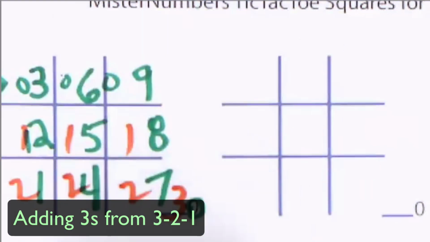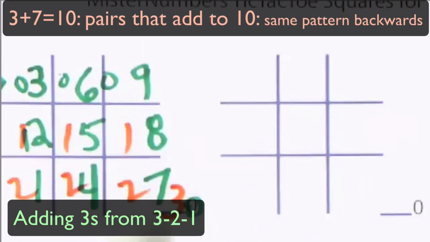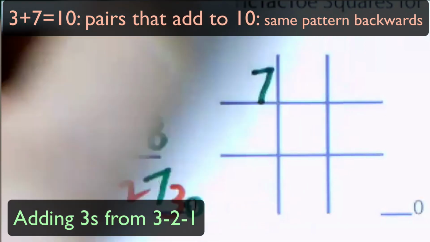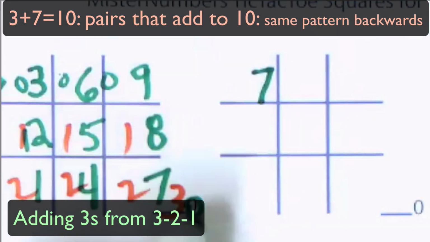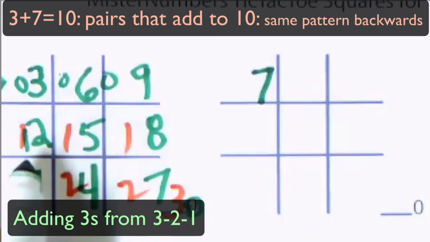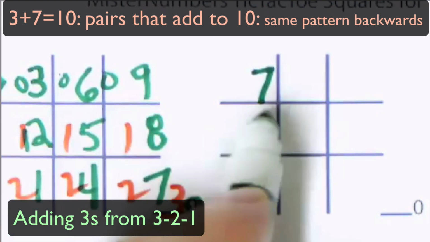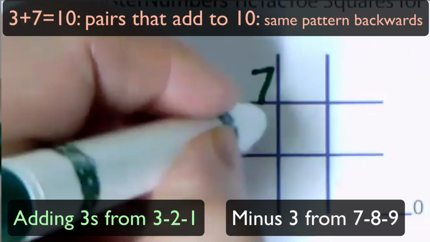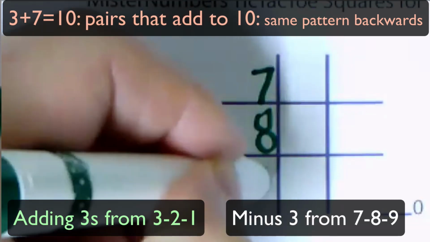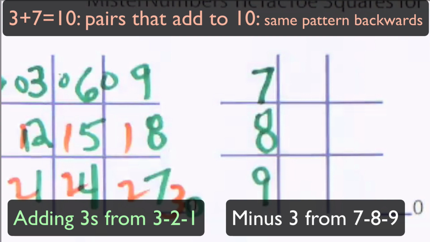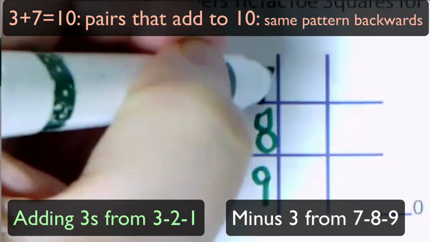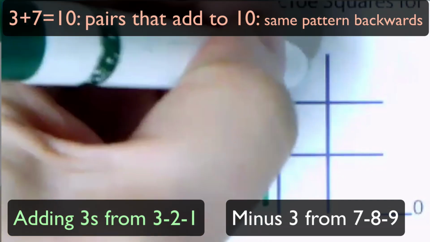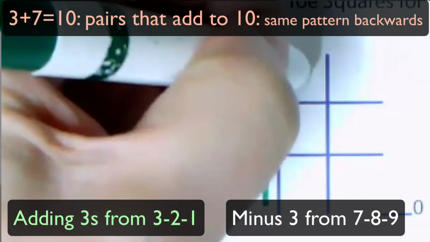Now, let's do the 7s over on this one. Okay? So now we're going to start with 7 here. We know that because that's our first number. So this was counting down 3, 2, 1. So this way we're going to count up 7, 8, 9 for the 7s. Now, instead of plus 3 over here, we're going to do minus 3. Could that work? Yes, it could work.